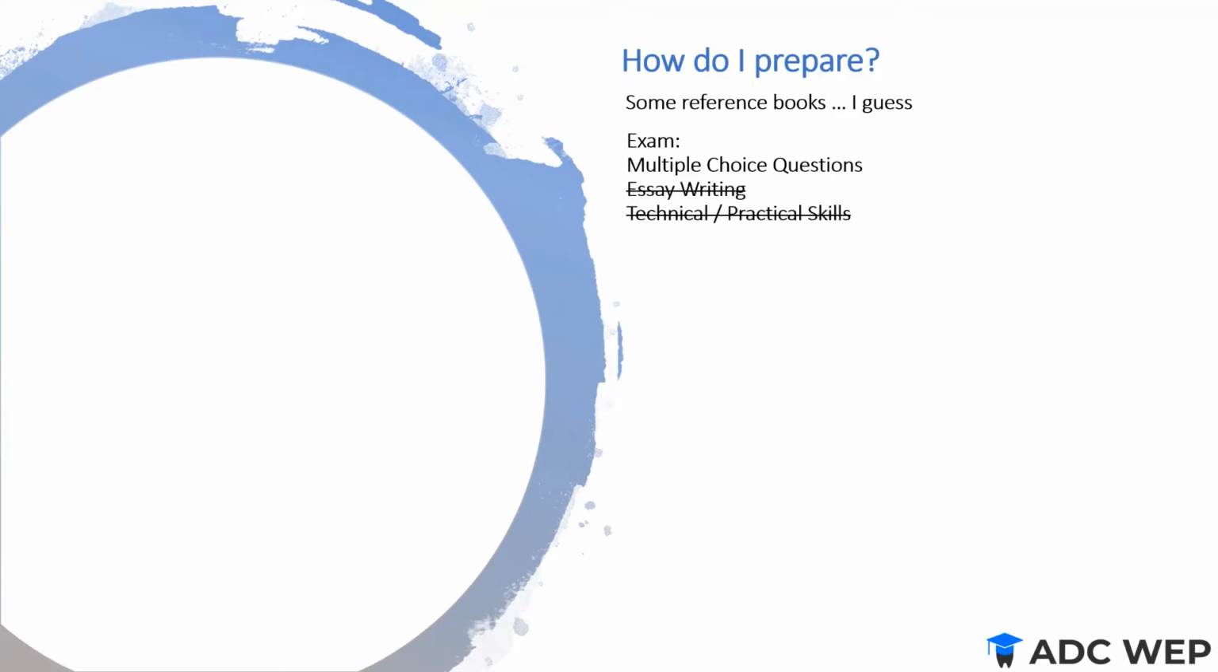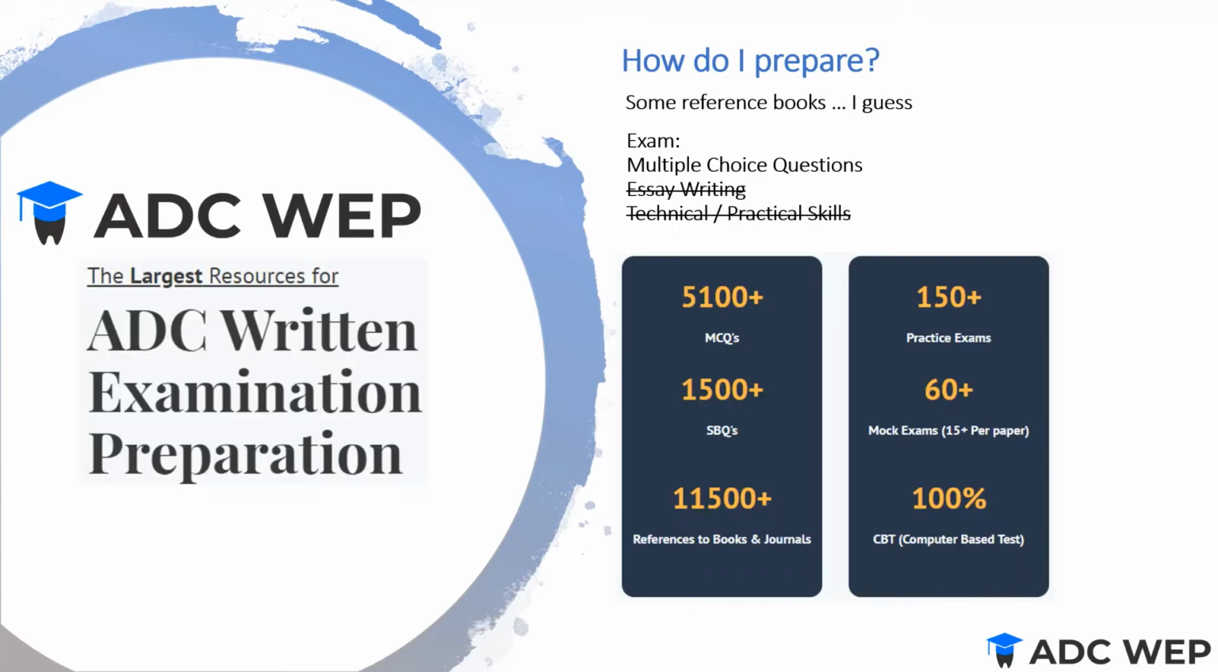However, please keep in mind that the ADC exam is based on multiple choice questions. There are 320 questions in total over 4 papers and 2 days. It is not essay writing. It is not based on technical or practical examination. And that is why one of the recommended ways to prepare is to study as many questions as possible. And for this reason, ADC WEP provides the largest content in the world to help you prepare for the examination.